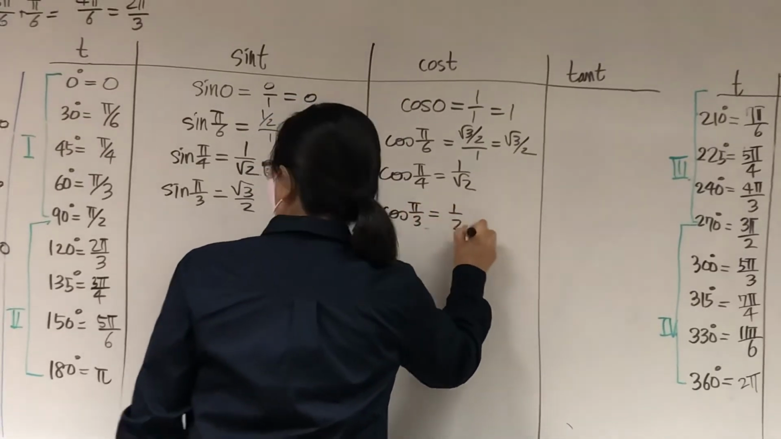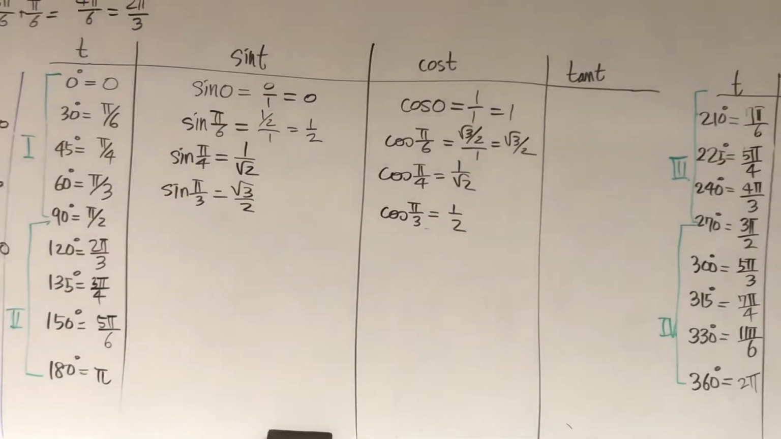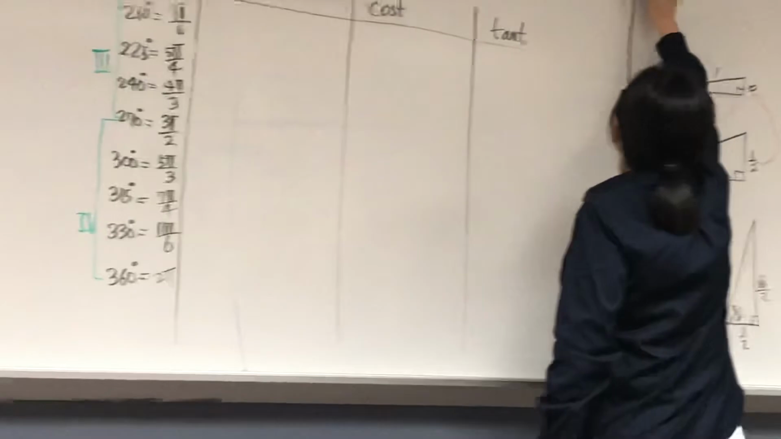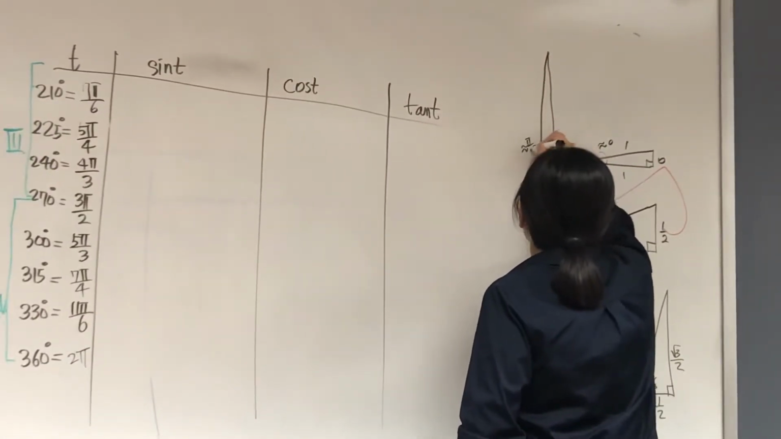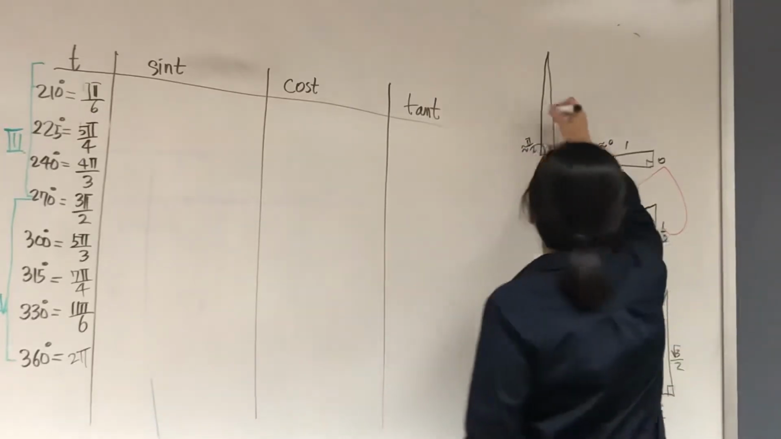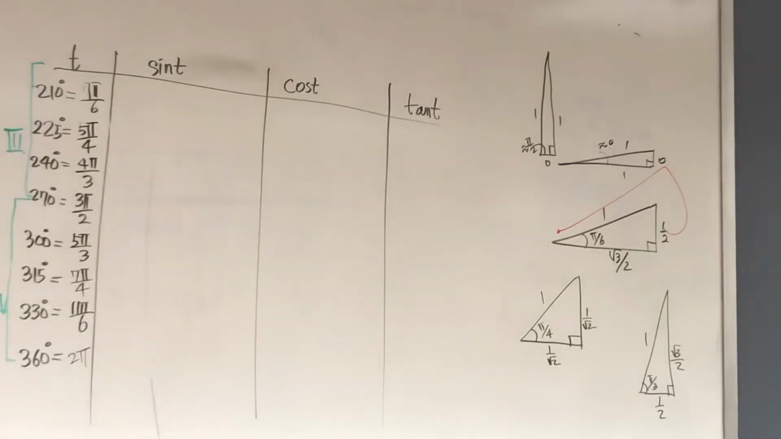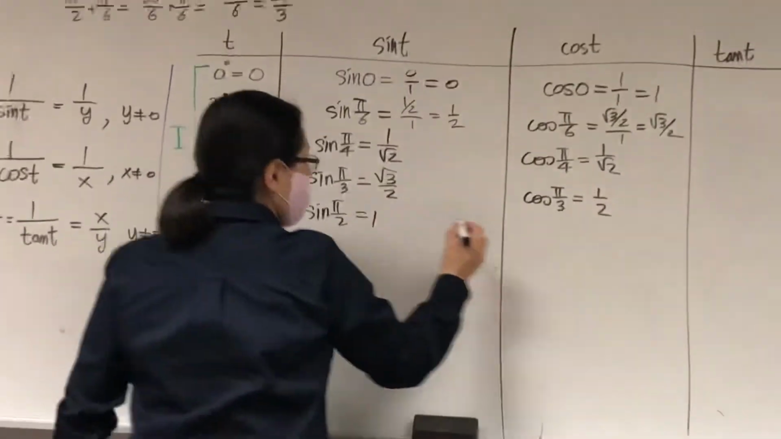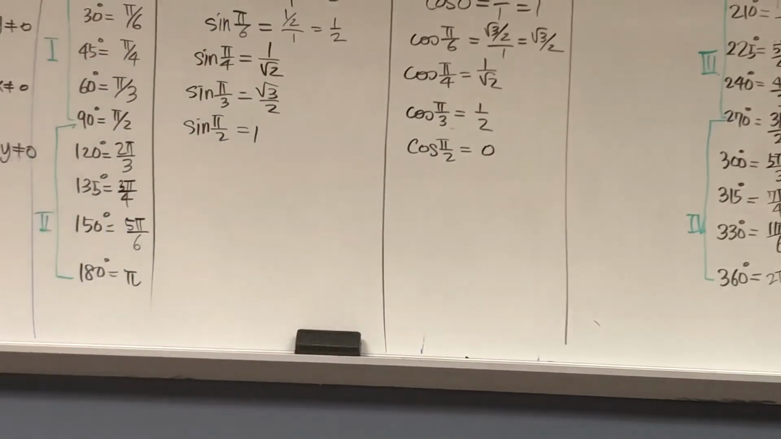1/2. Now, what is the 90 degree? You have to think about another special one. This is almost what? Pi over 4. Pi over 2, sorry. And then what? This is 1, this is 1, this is 0. So, what is the sine pi over 2? Good. What is cosine pi over 2? 0. Good. Do you understand? Until here, any question?